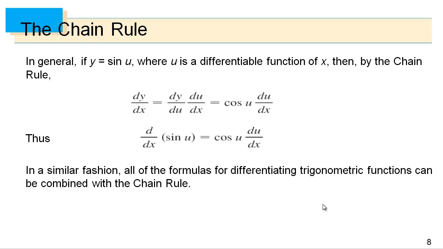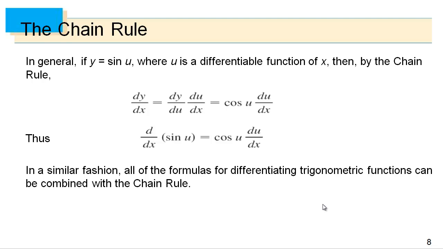But if we want to do it this way, right, we can look at another example. Let y equal sine of u, where u is some sort of differentiable function of x. Then by the chain rule, we know that if we want to do dy dx, we first have to do dy du, and then figure out du dx and take the product of those two things. Well, the derivative of sine is very easy. It's just cosine, so that becomes cosine u, and then du dx. So therefore, the derivative of sine u is just cosine u du dx.